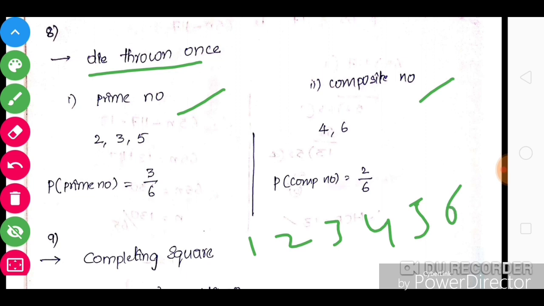So 1 is neither prime nor composite. Remove this. 2 is a prime number, 3 is a prime number, 5 is a prime number. So 2, 3 and 5. So there are 3 chances. So probability of getting a prime number is 3 by 6. Total answer 6, right? So 3 by 6.